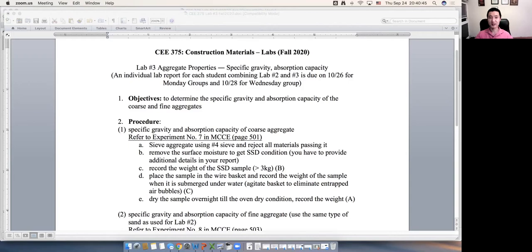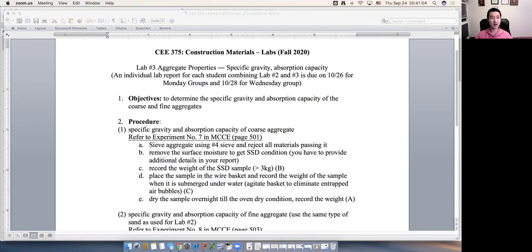Hello, welcome to the third lab. Today we are going to continue to measure two other aggregate properties, which are specific gravity and absorption capacity. We need this information for our concrete mix design.